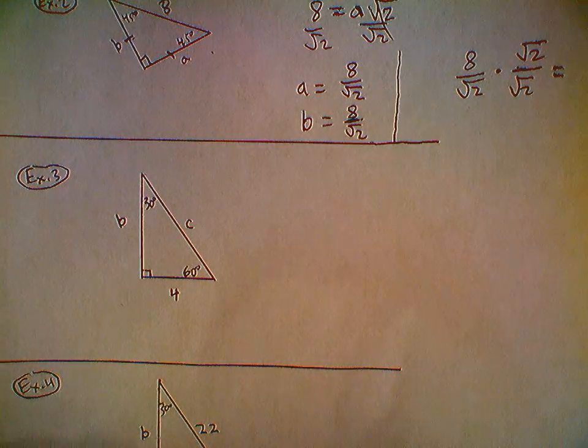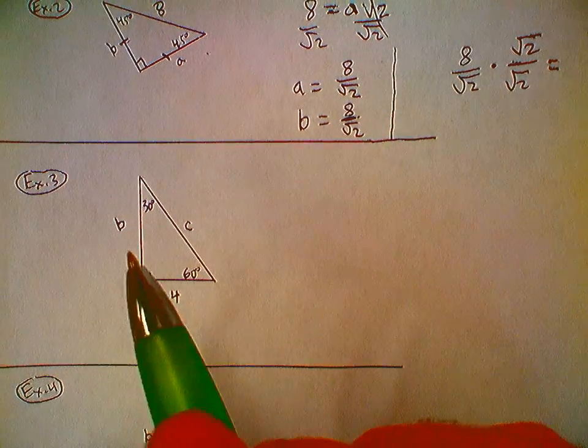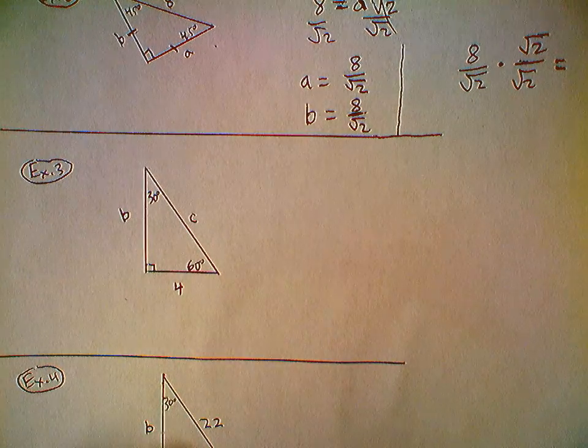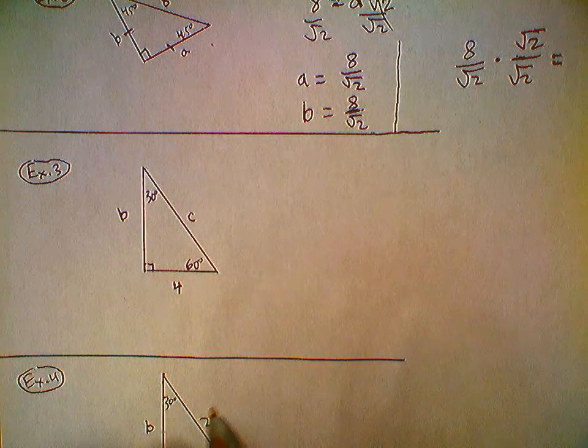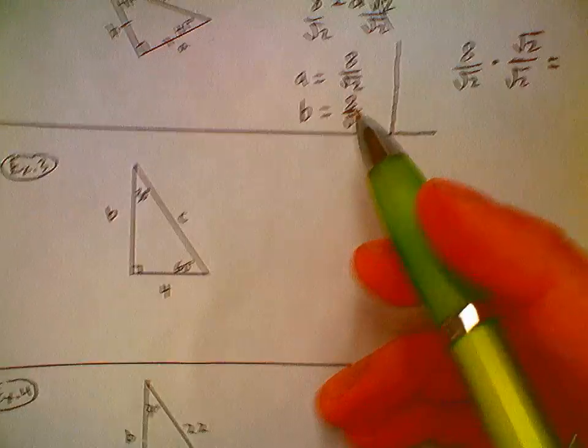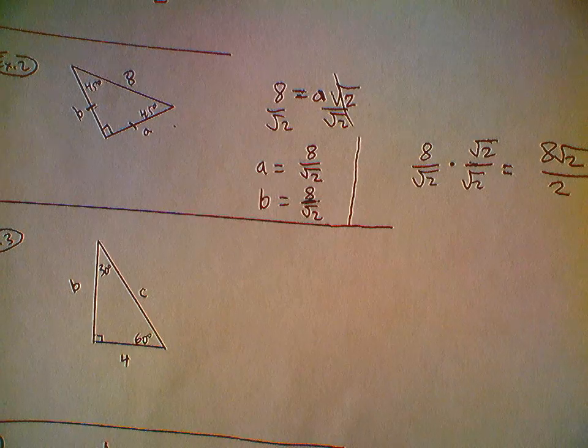Alright, next up we've got 30-60 triangles. A triangle with a 30-degree angle and a 60-degree angle. And so we're still trying to solve for the other missing sides. So let's take a look and see what we've got here, and then let's see which relationship we need to use.